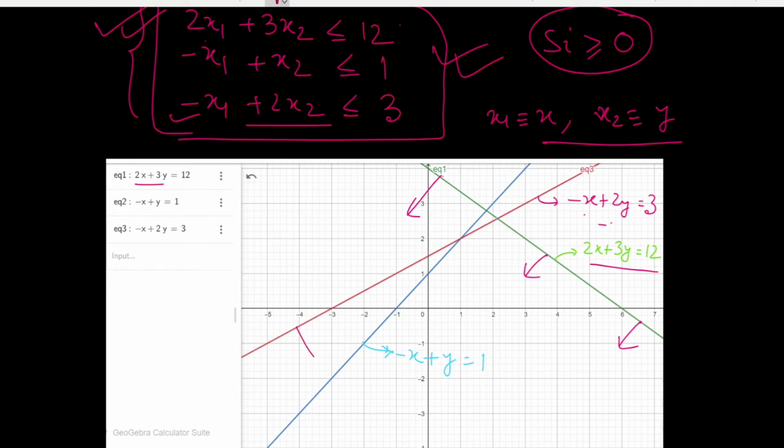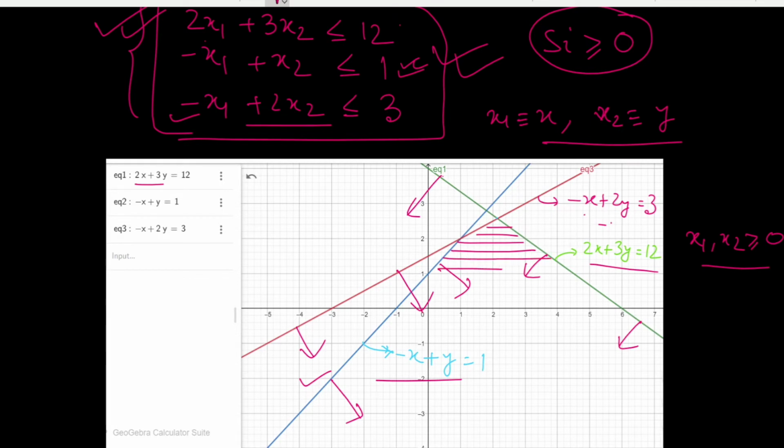So here the direction is also on this side. For inequality 2, the equation is minus x1 plus x2 equal to 1, that is minus x plus y equal to 1. If we put 0, 0 into this inequality, then this is also satisfied, so the direction is also towards the origin. Therefore, since x1, x2 are greater than or equal to 0, the common region is this, for the basic feasible solution. This is the common region.